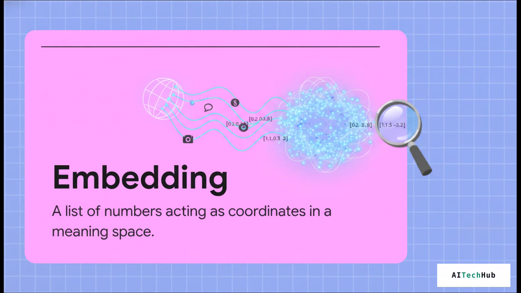Okay, so an embedding is this exact same concept, but instead of mapping physical locations, it maps meaning. An embedding takes a word, a sentence, or even an image and converts it into a list of numbers that act as exact coordinates.